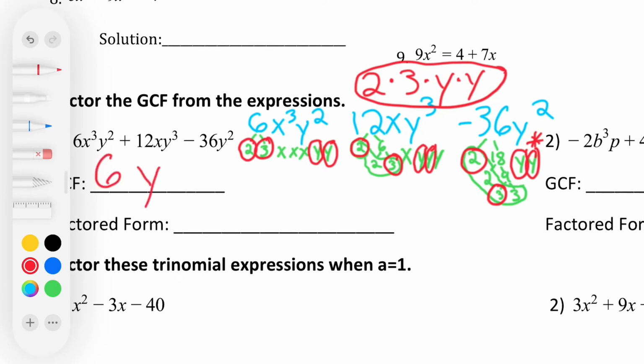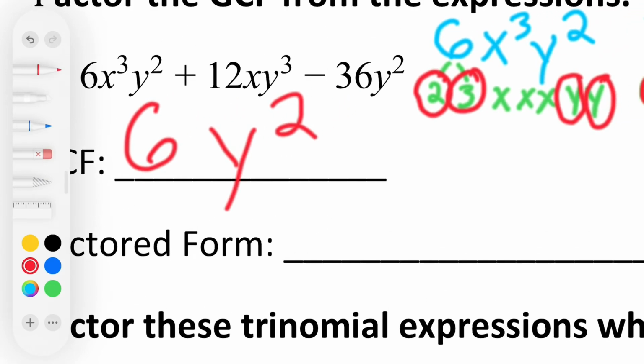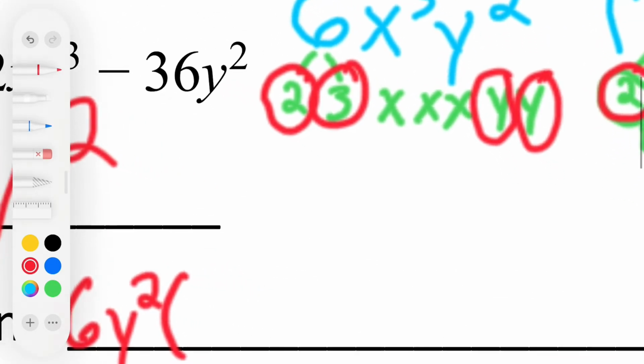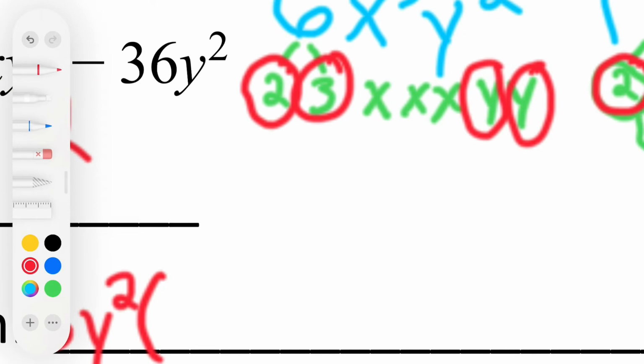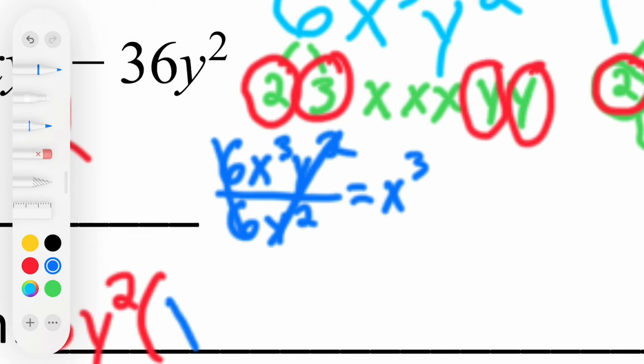So we have 6y squared. So we're going to use this 6y squared and we're going to divide each of these terms. So our factored form is going to have our GCF out front and in parentheses, and we're going to take each of these and divide it by our GCF. So let's do it in blue. We had 6x to the third y squared divided by our 6y squared. The 6's cancel out. The y's cancel out. Left with x to the third.